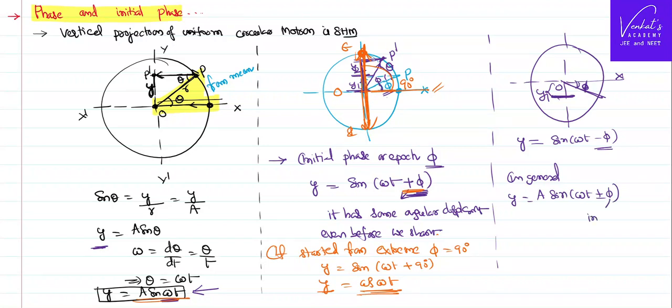This phi is called the initial phase. Omega t plus or minus phi is called the total phase. That's the phase itself. Be careful: if there is no initial phase, if the particle starts from the mean position, you won't get the plus or minus term. You will get it only if it has an initial position in simple harmonic motion. That's the meaning of the phase and the initial phase. Hope you have got it. Thank you for trying.